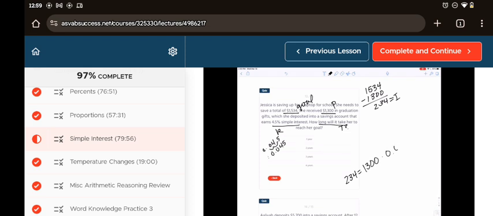1,300 times 0.045. 5 times 0 is 0. I don't know if I'm going to have enough space. Let me make a little space here. Sorry, give me 1 second.